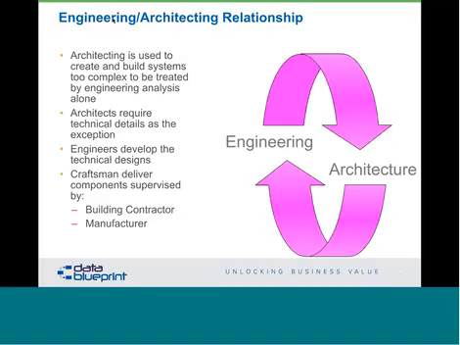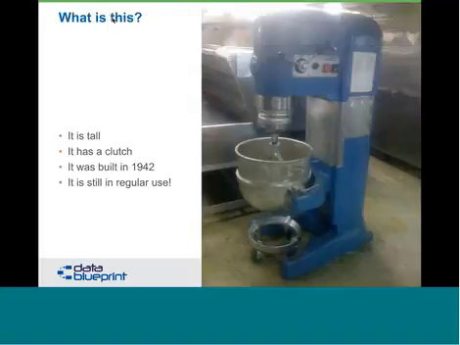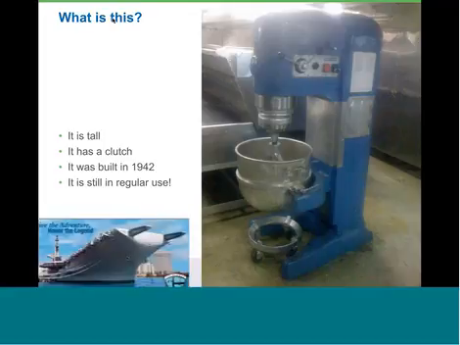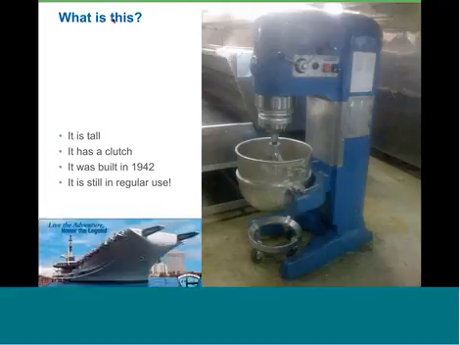So engineering and architecture work hand in hand, and I'd love to show this picture to groups. There are 4 attributes of this picture. It's taller than I am, and it has a clutch. It was built in 1942, and it's still in regular use today. Now, in 1942, we were at war, and in fact losing a war with World War II, and consequently it was very, very difficult.